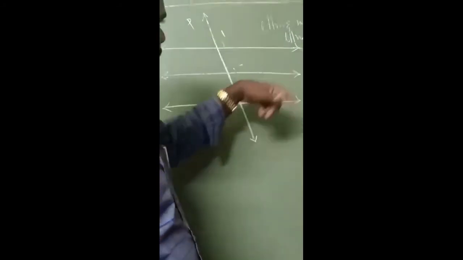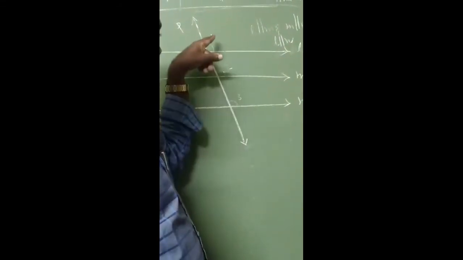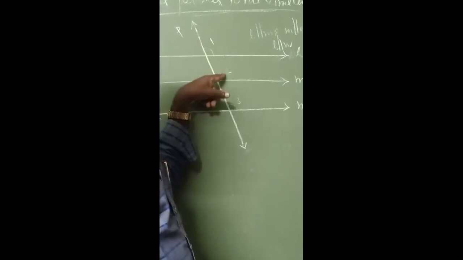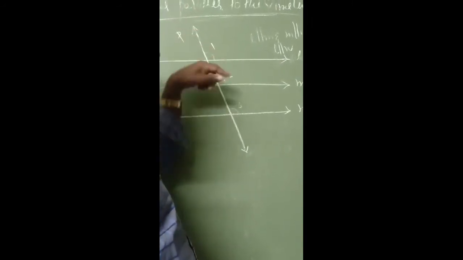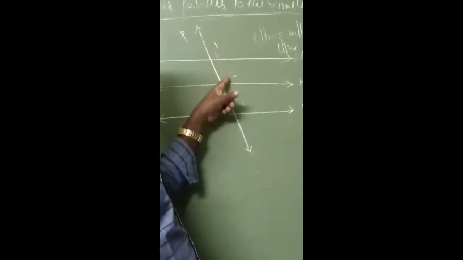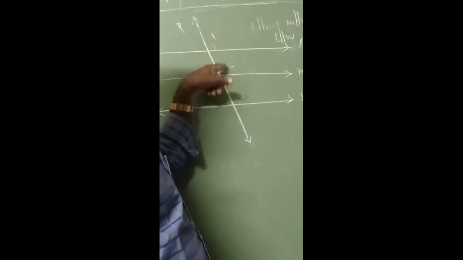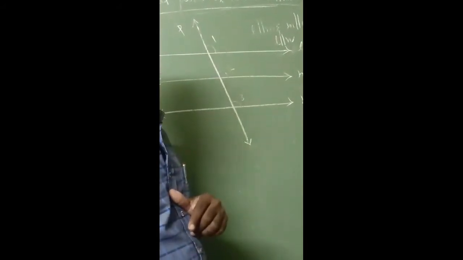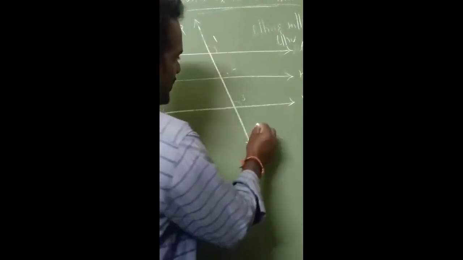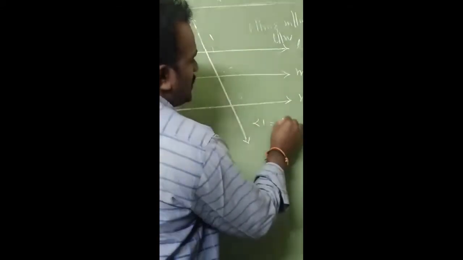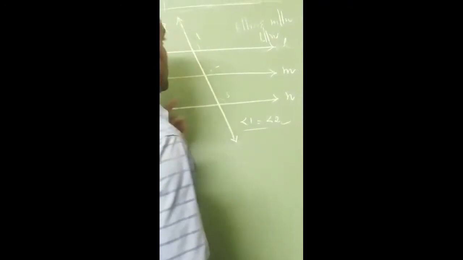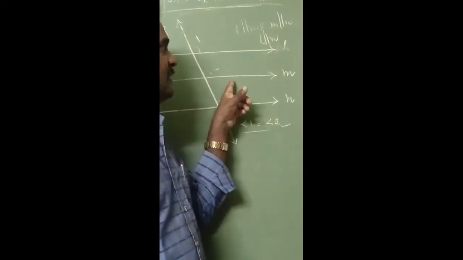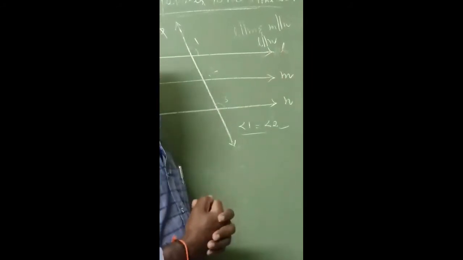How? Here, parallel means corresponding angles. One is exterior, one is interior. Angle 1 is equal to angle 2. These two angles are equal, so the two lines are parallel lines. Corresponding angles are equal means here angle 1 is equal to angle 2. Angle 1 is equal to angle 2 means the two lines are parallel, that is L is parallel to M.